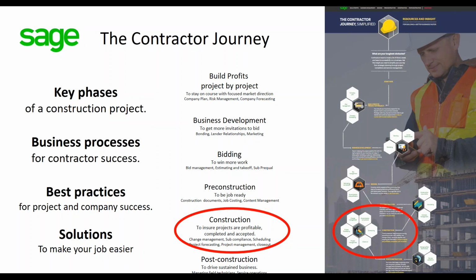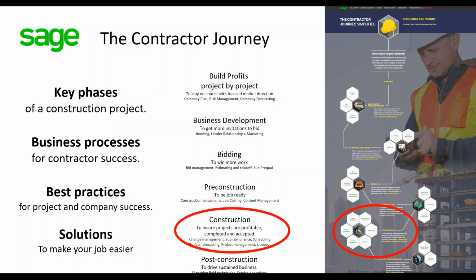The Contractor Journey breaks the process into key phases of a construction project with several business processes under each phase. If you look down the middle of the slide, you can see building profits, project by project, business development, bidding, pre-construction, construction, and post. Normally, we think of pre-construction, construction, and post as the normal phases of a construction project. However, we realized that pre-construction was kind of a catch-all, including a lot of very important business processes. So we broke those business processes out.